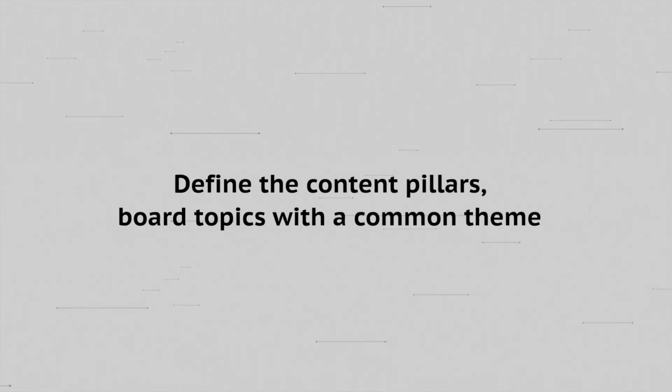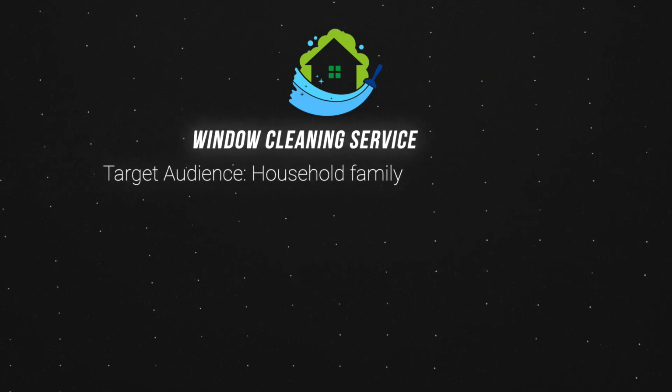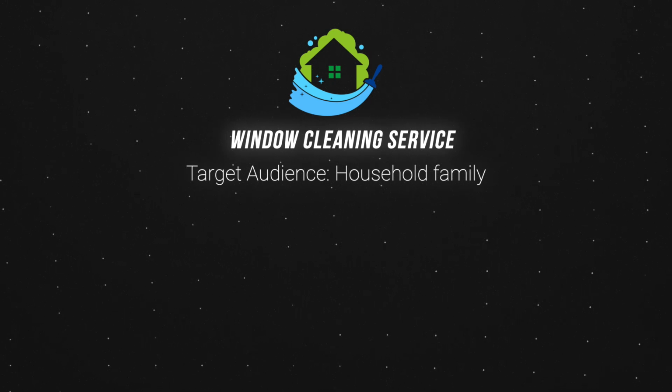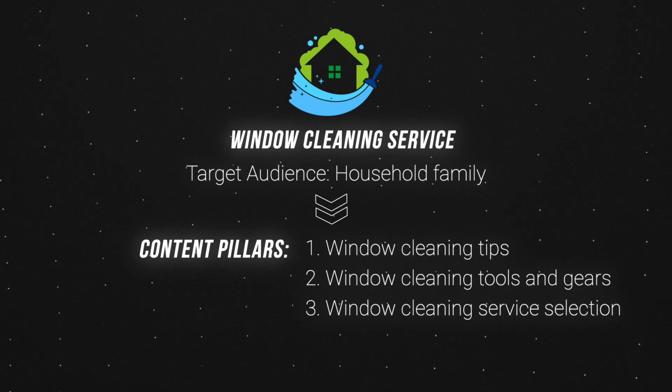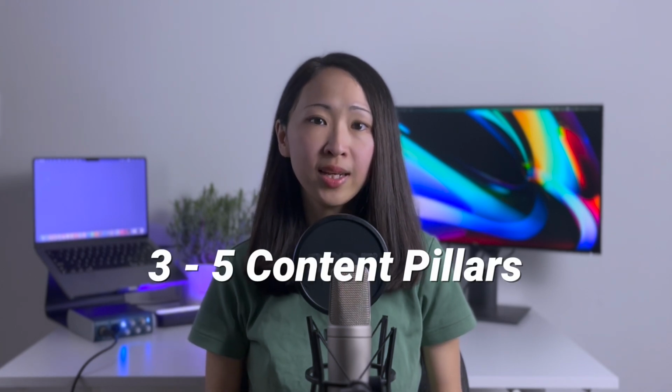So first, you will define a few content pillars, which means a broad topic with a common theme that is broad enough to give you some flexibility for the content creation. For example, if I run a window cleaning service business, then some content pillars for my audience who are household can be window cleaning tips, window cleaning tools and gear, window cleaning service selection. So I recommend you define 3 to 5, and at least 3 content pillars.